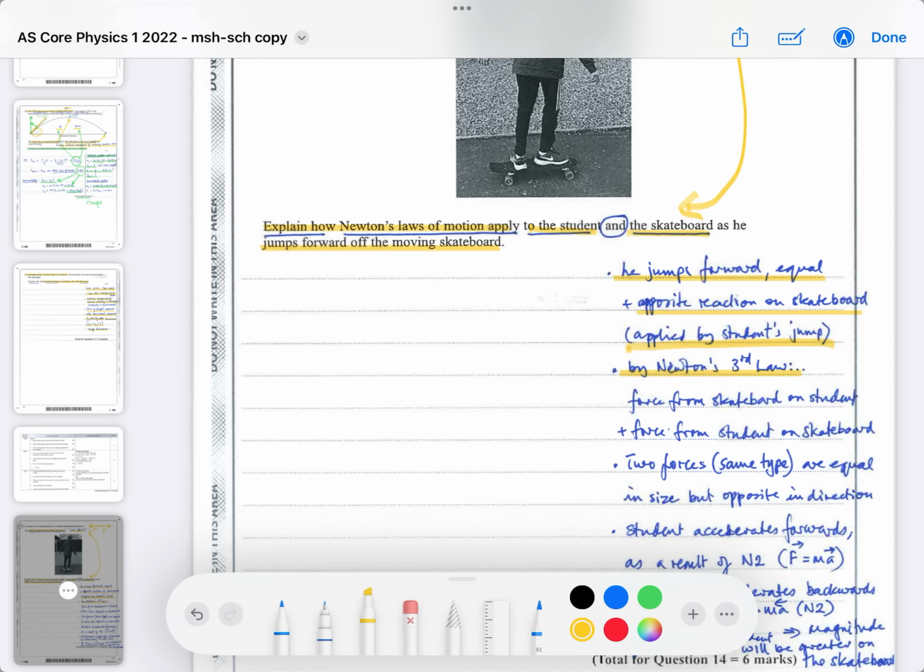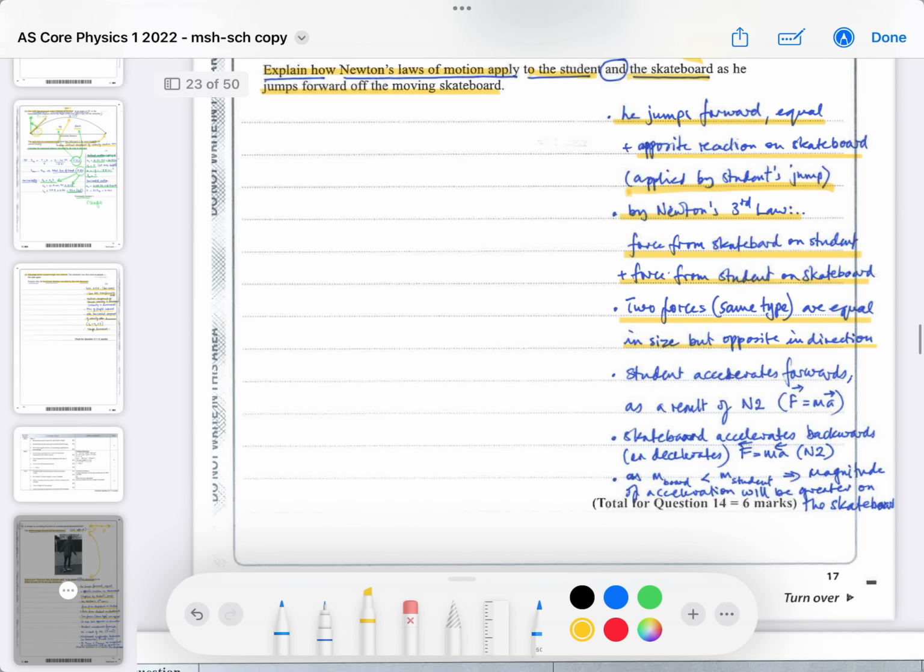So by Newton's third law, the force from the skateboard on the student and the force from the student on the skateboard must be equal and opposite. The two forces are the same type, must be of equal size, but in opposite direction. And obviously they're simultaneous, they last for the same amount of time, because it's to do with the contact. The student accelerates forwards, now it's Newton's second law. You're now looking at only one object, whereas here you're looking at two objects with opposite direction forces. Now you're just looking at one object.